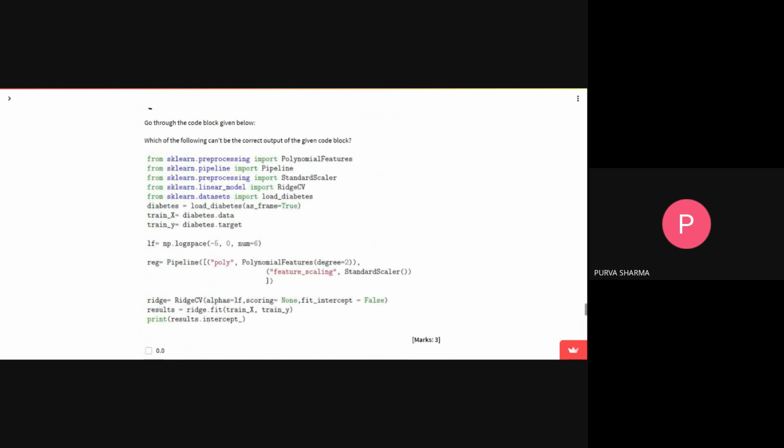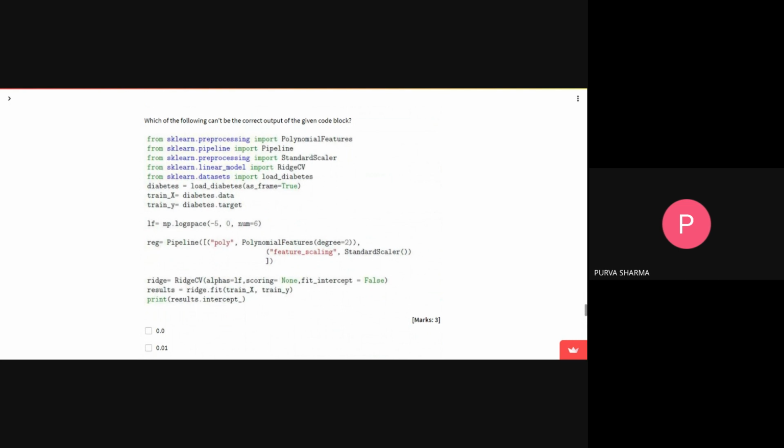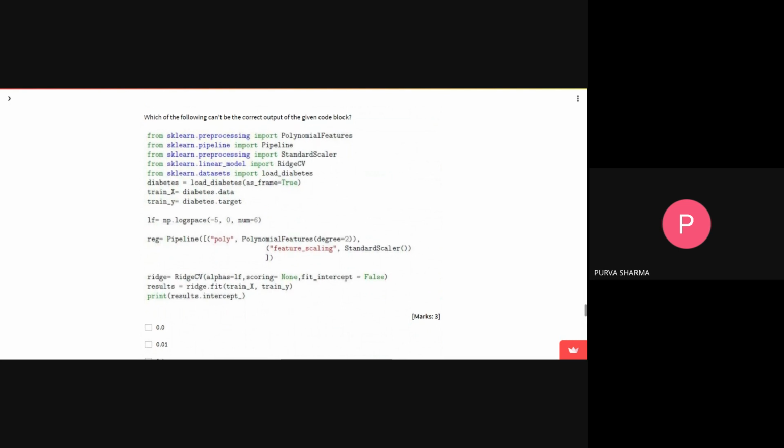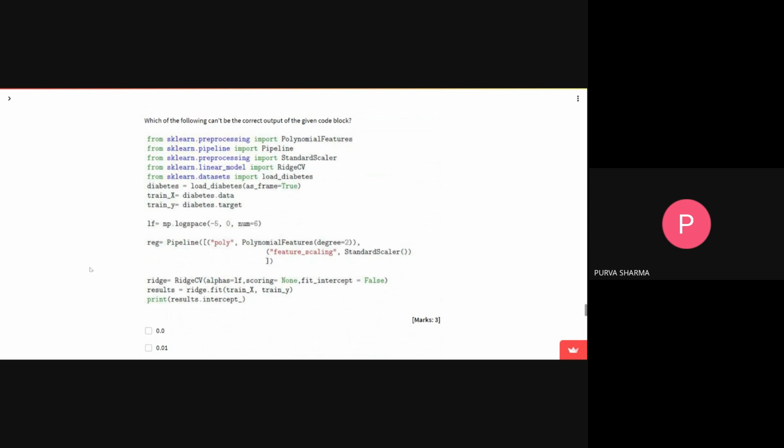Go through the following code block. Which of the following can't be the correct output for the given code block? Okay, go through this, and then they're asking for results.intercept, which means that you need to find the value of the intercept that will be there after fitting this ridge regression with CV here.